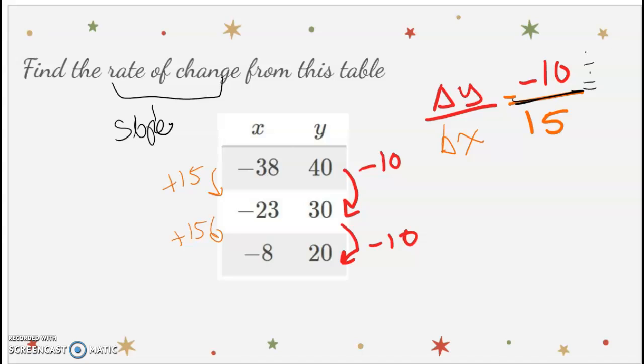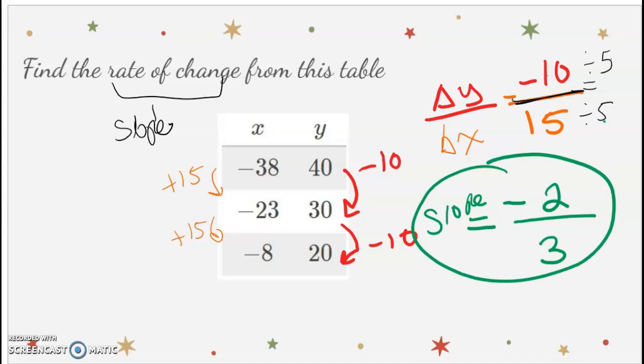Now, the real question is, can I reduce this? Absolutely. They both can go into 5. So my actual answer is going to be negative, because a negative divided by a positive is a negative. 10 divided by 5 is 2. 15 divided by 5 is 3. So this is my slope, my rate of change, -2 over 3.